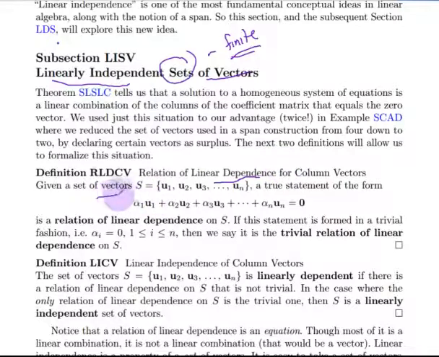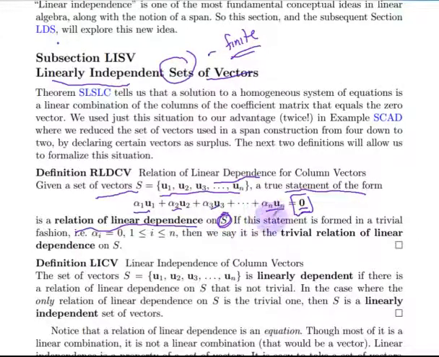Given a set of vectors S, a true statement of the following form, this is just a linear combination of those vectors, vectors U1 through UN. If I can find a linear combination that gives me the zero vector, then this is called a relation of linear dependence on this set of vectors. In other words, if I can find a linear combination of a set of vectors such that the linear combination gives me the zero vector, then there's a relation of linear dependence on that set. Or I can say those vectors are linearly dependent.